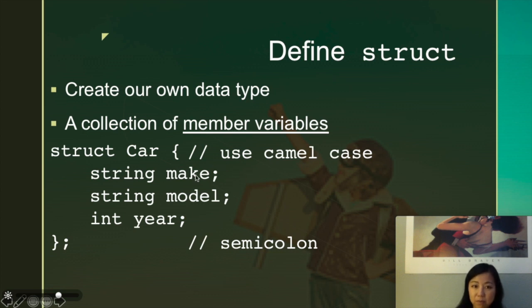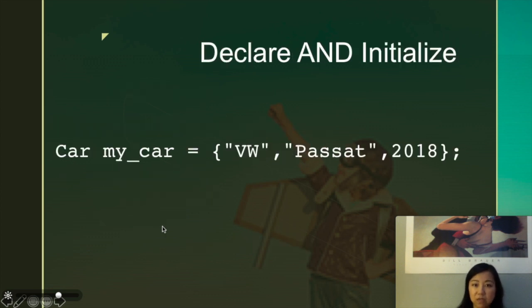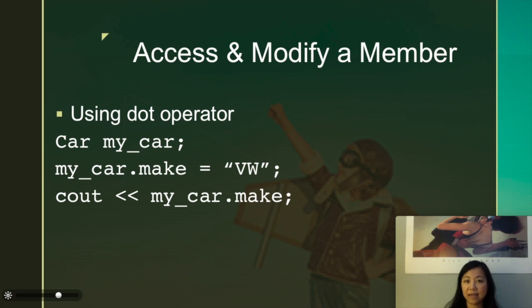So because make is the first one, model is the second one, year is the third one, we initialize in that order. We can access and modify a member by simply using the dot operator. So this is the object, and then dot, and then the make is the member variable name. And then by using that, we can access it.